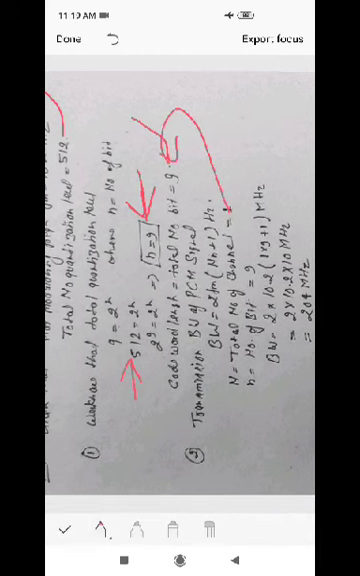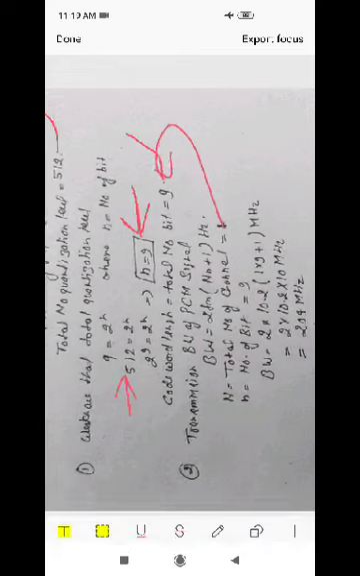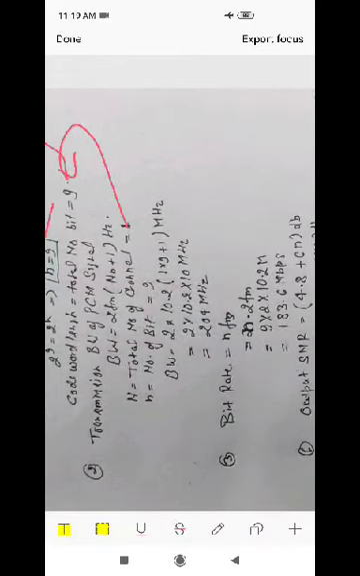Now we calculate transmission bandwidth. Put the values: 2 into 10.2, 1 into 9 plus 1 megahertz. Now multiplying, bandwidth is calculated: 204 megahertz, 204 megahertz.